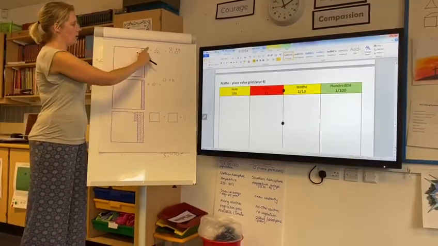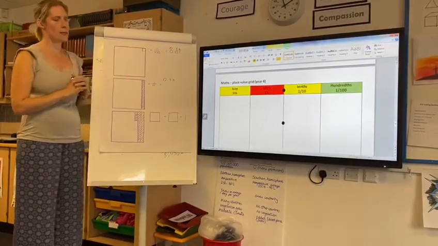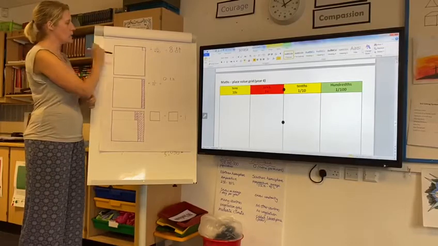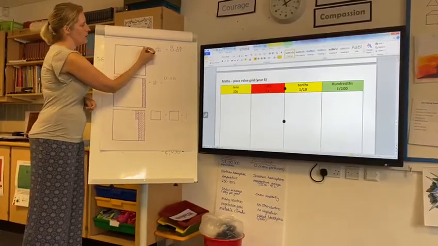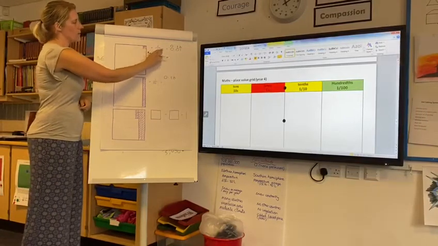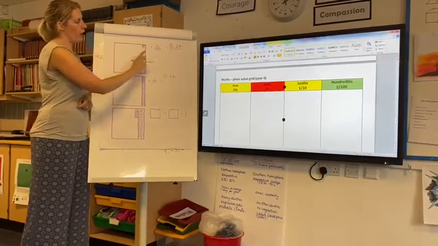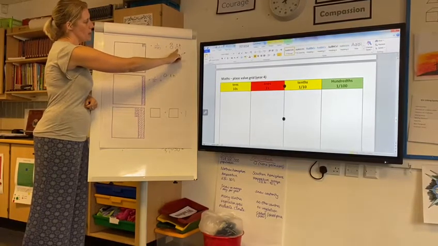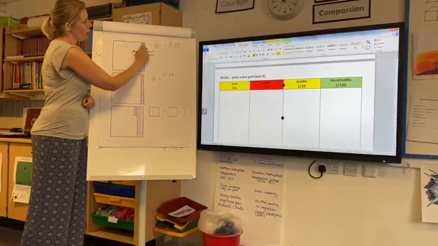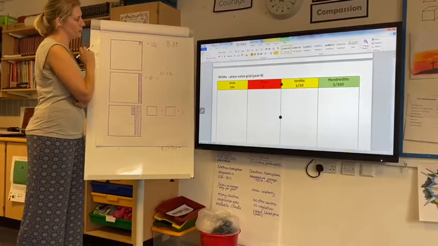I'm going to start today with a square, and this square is made up of 100 little squares. If I wanted just one of those squares, I want 1 out of 100. I want a hundredth. And I would write that as a decimal as 0 whole numbers, 0 tenths, and just my 1 little hundredth here.